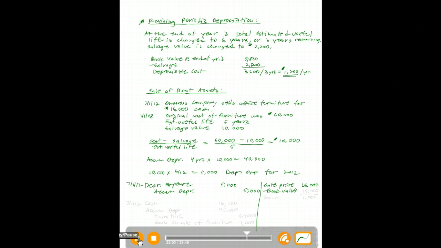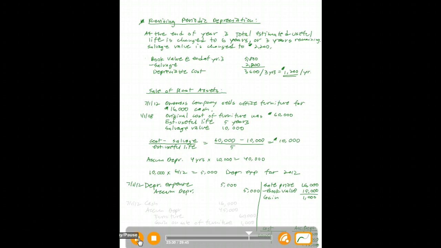And if we did a little T account here, we'll put our cost in here at 60,000, and our accumulated depreciation, it was 40, and we just added another 5, so it is 45,000. So the book value is 60 minus 45 is 15,000. So we have a gain of 1,000. Woohoo!